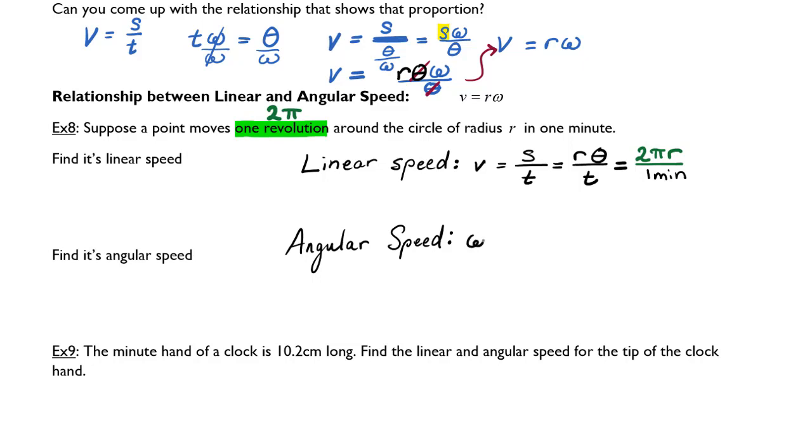So let's look at that formula. Omega is equal to theta over t. Now, theta is the angle that it's moving through, and time is how long it takes to move that angle. So notice that in this case, we don't care about the radius because the radius will change how far, the distance. But again, we're not worried about that. All we're caring about right now is how the angle is changing. So this will just be 2 pi per 1 minute.